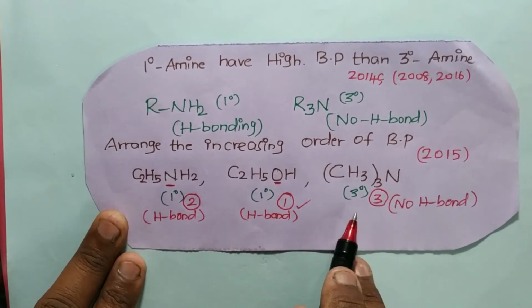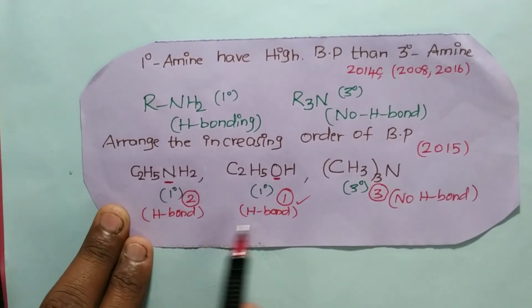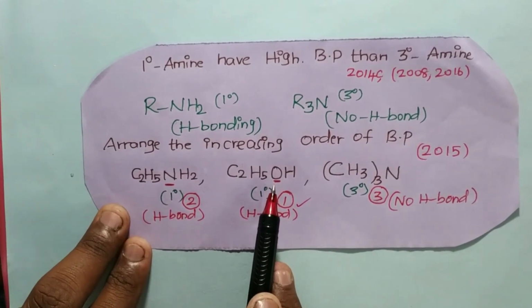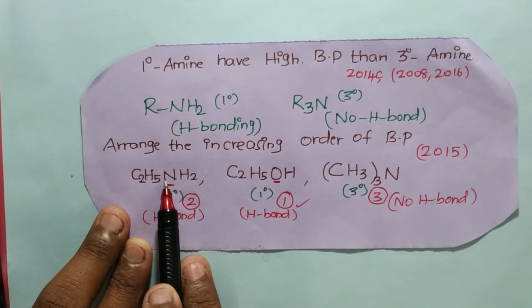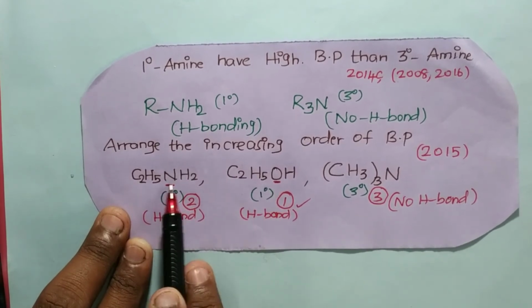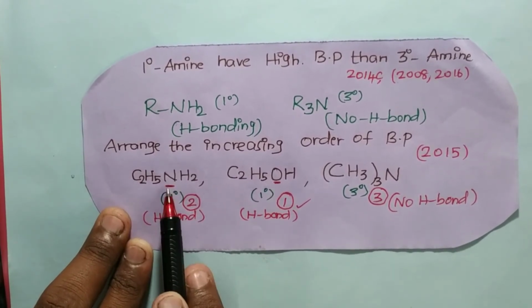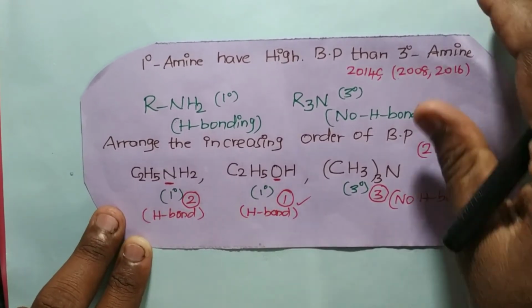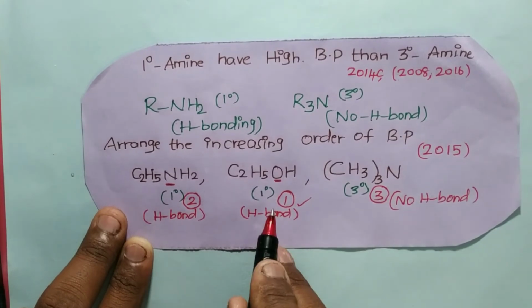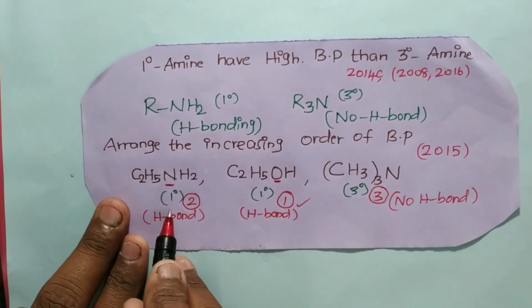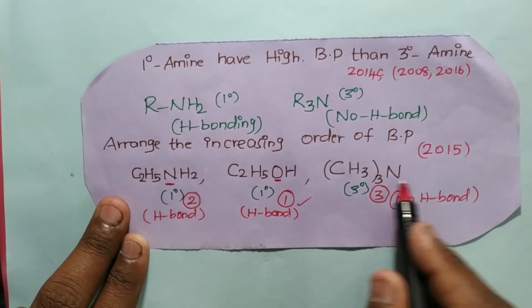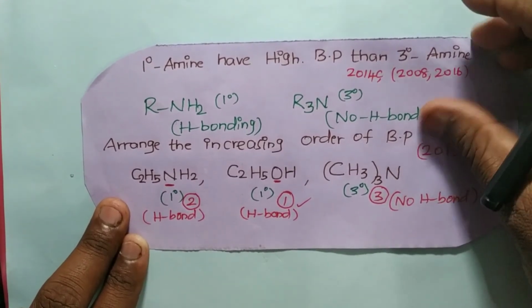This will be very much easier. Just look out: both alcohol and 1 degree amine have hydrogen bonding, but in alcohol the hydrogen is attached to an atom that is highly electronegative when compared to nitrogen. Here oxygen is there, here nitrogen is there. Oxygen is highly electronegative, so it has strong hydrogen bonding and a higher boiling point. The 1 degree amine has 2 hydrogens, so hydrogen bonding exists, but in the 3 degree amine there is no hydrogen bonding, so it has the least boiling point.